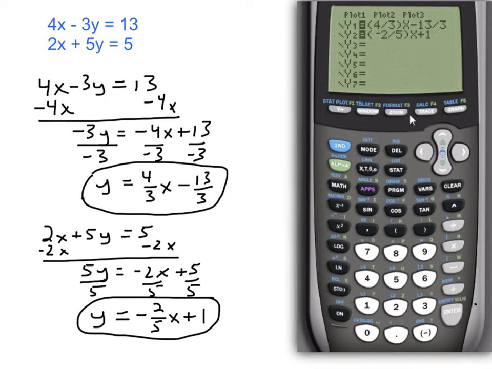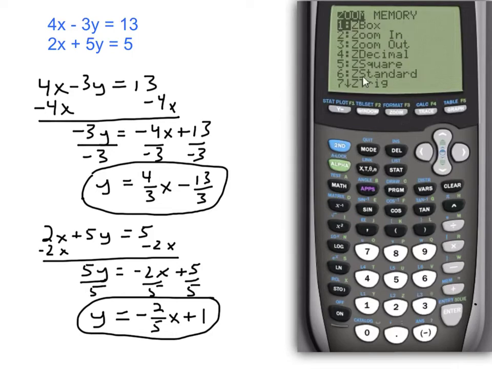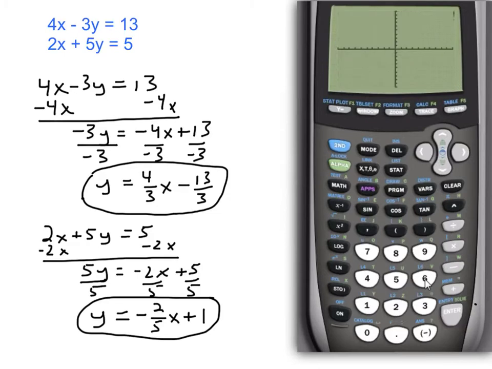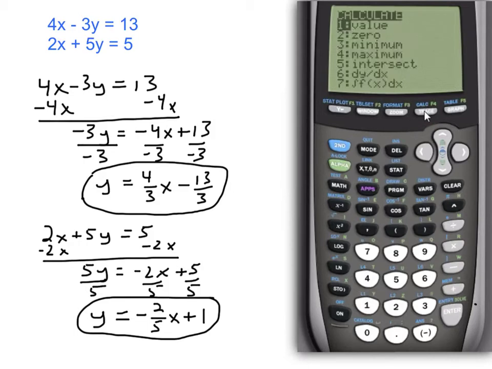And then I'm going to graph it just using a zoom standard, which is 6. So you just press the 6 key. Remember, that just is your basic window that goes from -10 to 10 in both directions. And we're looking for this point of intersection here. So if we use second and then trace, we want to choose option 5 here where it says intersect. So you can just hit the 5 key.